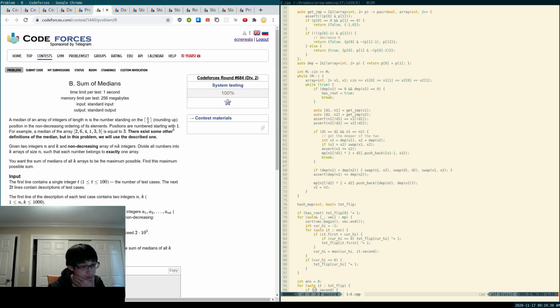For problem B, the median is, do we define the median?